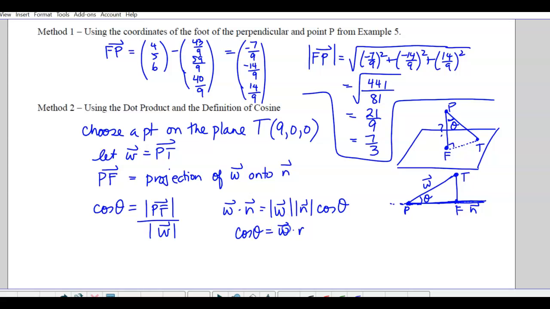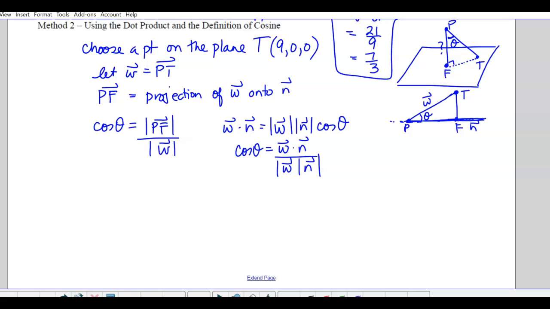This is taking a long time, but after this you don't have to show all this work. All right, so that means these are equal to each other. And so basically multiply through both sides by the magnitude of W, and they divide out.